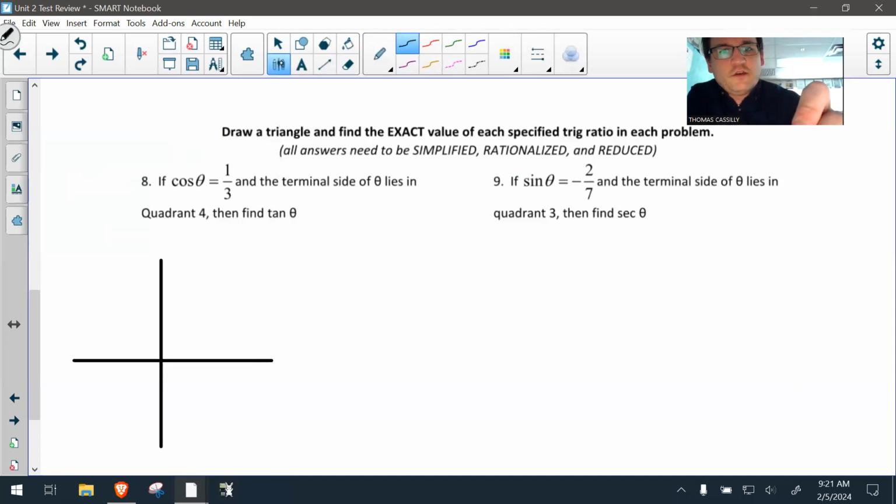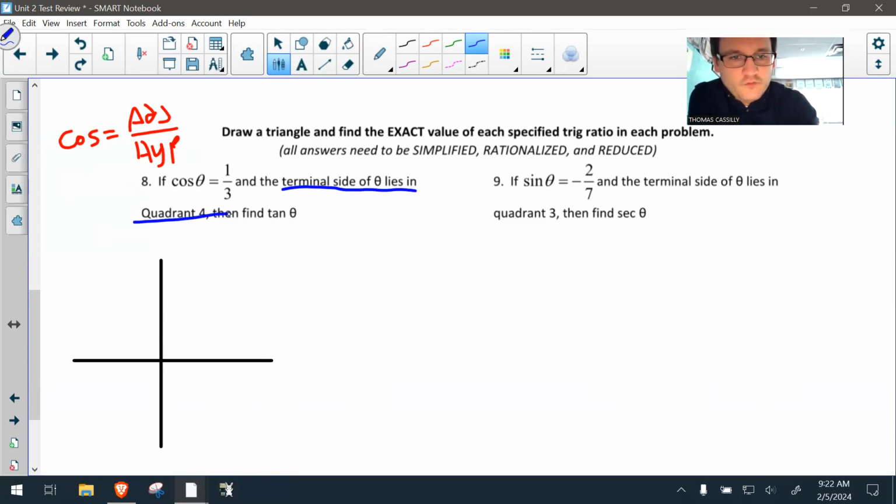They're saying the cosine is 1/3. So remember, cosine is equal to the adjacent over the hypotenuse. They're telling us the terminal side is in quadrant 4. So let's use that. Drawing our angle in standard position, the terminal side ends somewhere down here. I don't know where it ends, but we can make a triangle out of this. We know our reference angle, so that's where we have to label our sides.